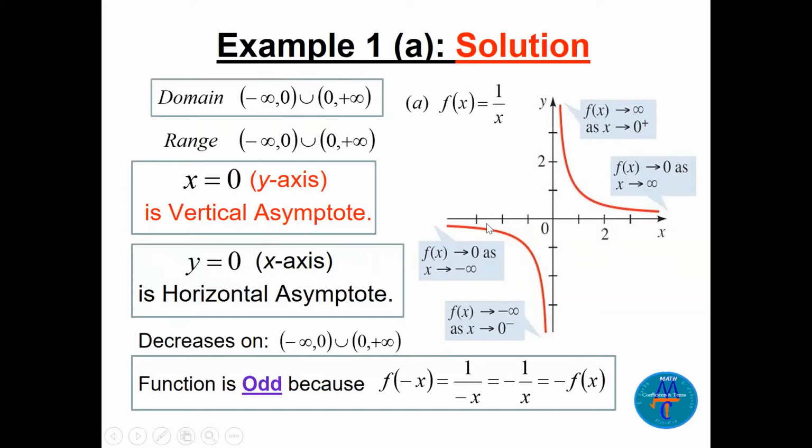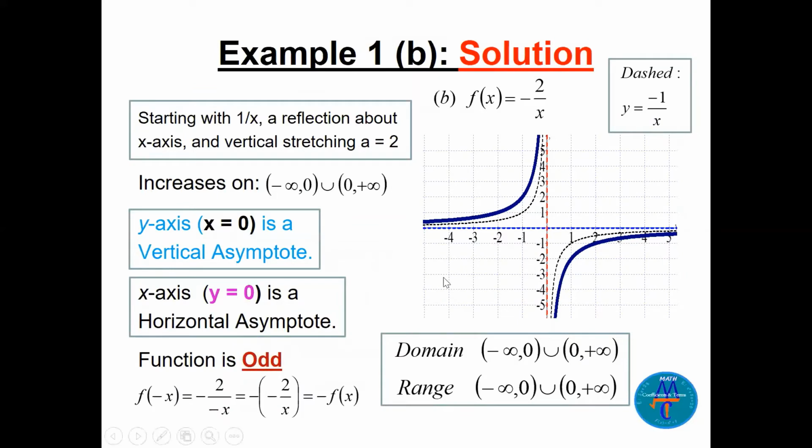Now, y equals 0 here is the horizontal asymptote, which is the x-axis. The graph here will go down, but it will never cut the x-axis. It decreases from minus infinity to 0 and from 0 to infinity. This function is odd because f of minus x is equal to minus f of x.